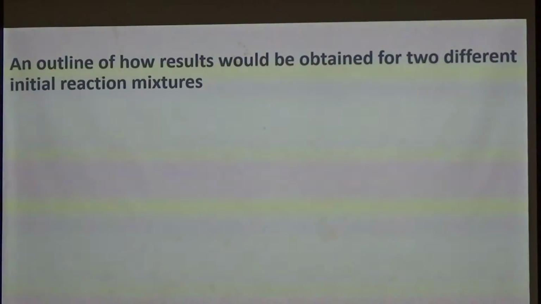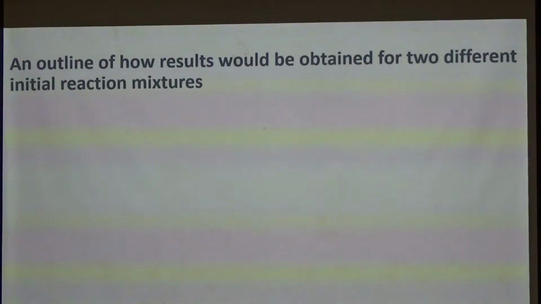Alright, and there is a limit to how much of each you can add in because you're only given 10 grams. You cannot have it that in one initial mixture you use 9 grams of methanol, and in the second reaction mixture you use 8 grams of methanol. Because 8 plus 9 is 17, you only have 10 grams. Okay? So this part, how to prepare two different reaction mixtures.